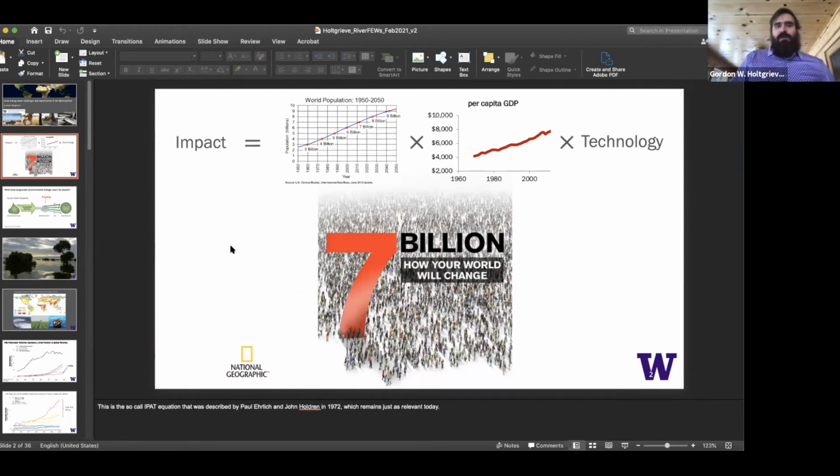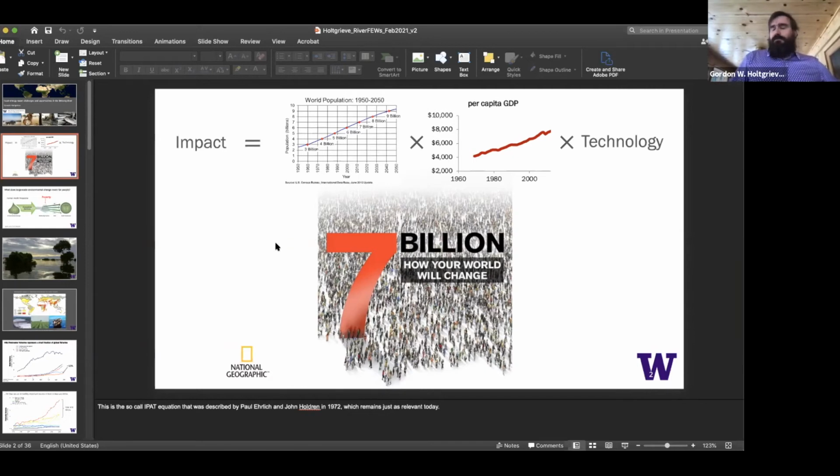We have an increasing impact on the globe as the result of an increasing world population. That world population is becoming increasingly affluent. And there's technology associated that's changing all the time, and that technology has positive or negative effects for the environment. And this is what's called the IPAT equation. It was developed by two scientists in the late 60s. This is nothing new.